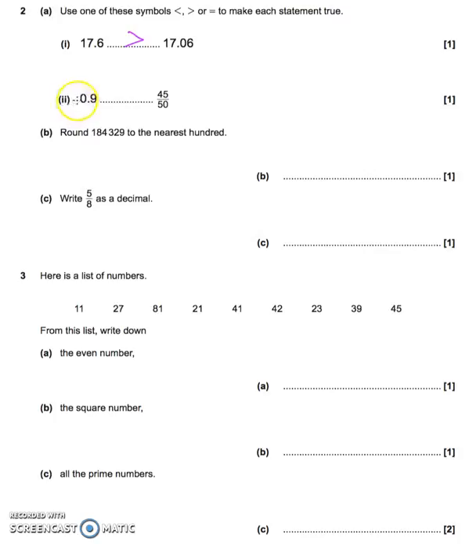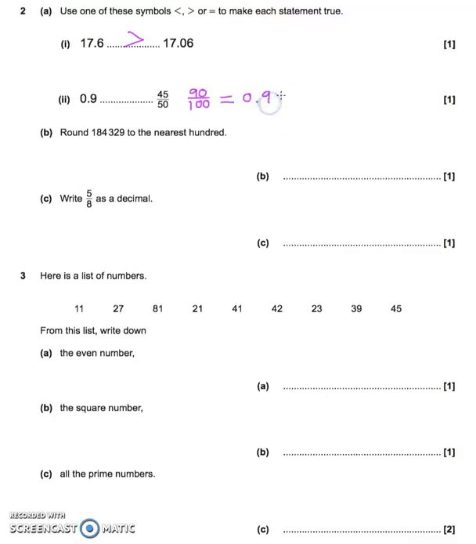The second part is 0.9, with one of the three symbols, in comparison to 45 over 100. Now, it might be a little bit tricky, but it shouldn't be too bad because you've got a nice number on the bottom of this fraction. If you multiply both parts of this fraction by 2, you're going to get 90 over 100. And you should be recognizing that 90 over 100 is exactly the same thing as 0.9.